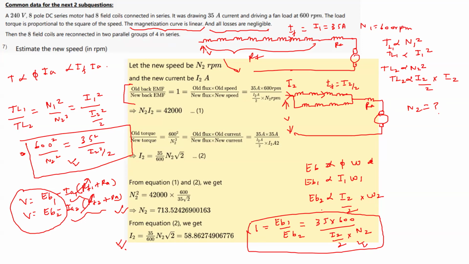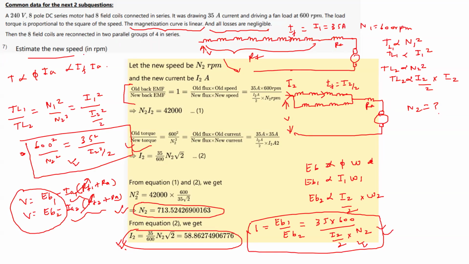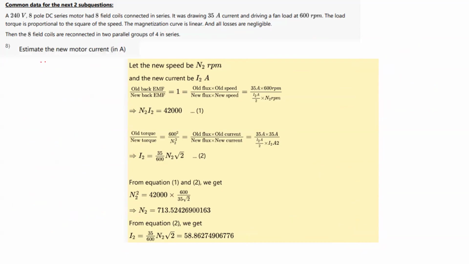So if you take that condition, you have two equations and two unknowns. You have one equation from the load torque and one equation from the back EMF. N2 and I2 are variables in both, but you have two equations, so you can solve them and get the value of N2 and I2. In this question they are asking the new speed, and in this question they are asking the new motor current. So by solving the two equations you can answer the two questions simultaneously.